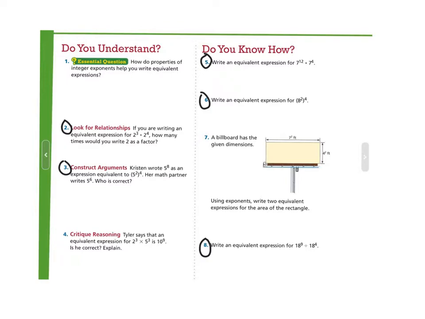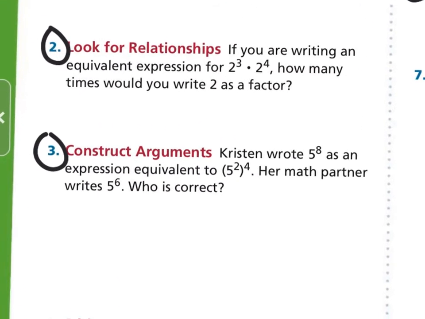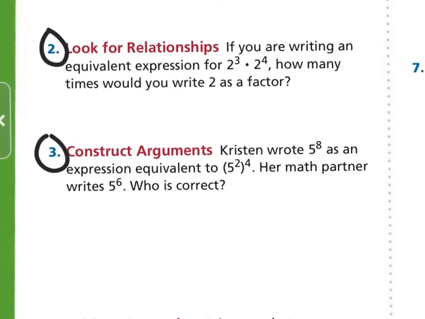So on page 42, number 2, if you are writing an equivalent expression for 2 to the third times 2 to the fourth, how many times would you write 2 as a factor? So we look at it. The first part, 2 to the third, would have how many factors? 3. 2 to the fourth would have how many factors? 4. And so total of 7.